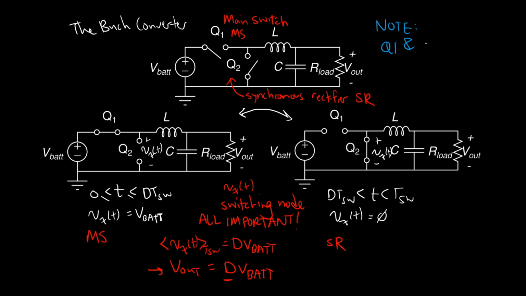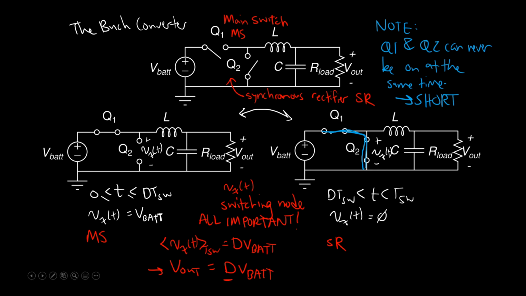One thing I should note, there is a not allowed state. Q1 and Q2 can never be on at the same time. Why? It results in a short circuit, right? If Q1 and Q2 are on at the same time, then you're shorting out the input to ground. We can never do that. So there's a disallowed state in this buck converter.